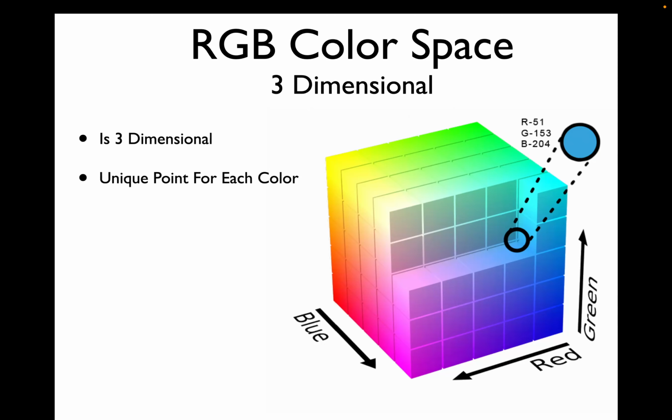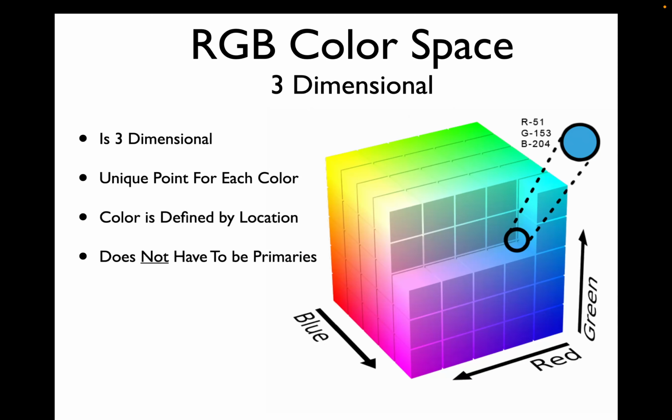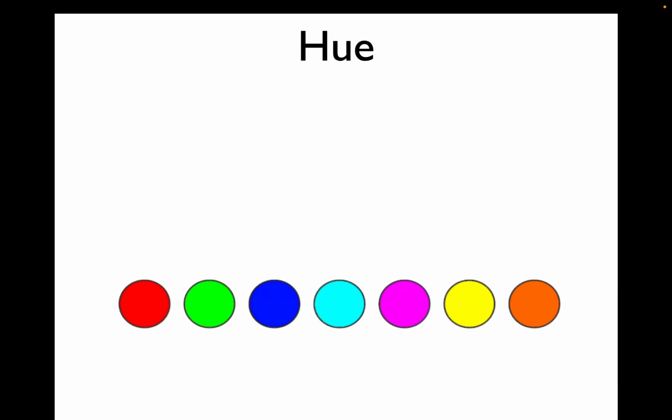There's a unique point for every single color. Color is defined by location. However, and this is a big one, they do not have to be primaries. Remember, our primaries are RGB, our secondaries are CMY. Those also would be primaries in a subtractive system. Don't let that confuse you. HSB are not primaries, but they can describe color space.